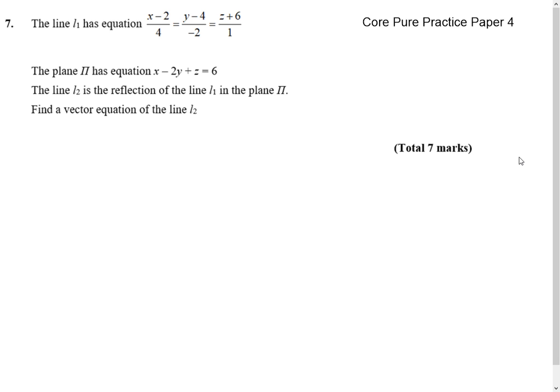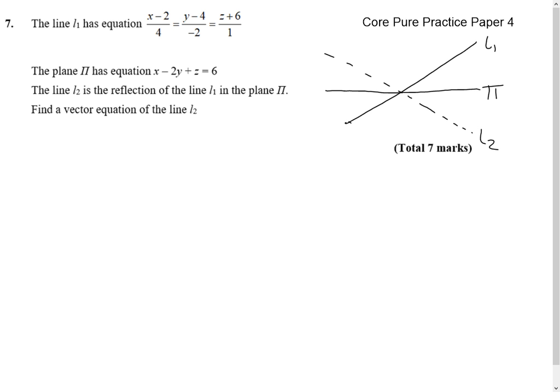This is a question with our planes and lines, but one that doesn't seem to come up very often, so you might not have seen an example of it before. So we've got our plane, and then we've got our line 1, and it says line 2 is a reflection in the plane. Okay, and we've got to find the vector equation of line 2.